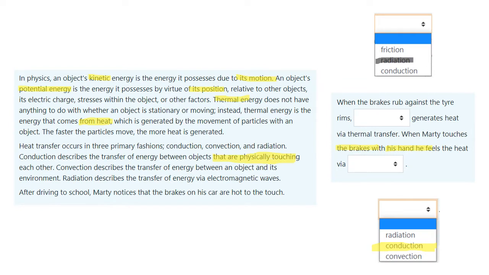Now, it's true that the brakes do touch the tire, so it could be conduction. But we see that word against. Against might mean in opposite directions. So if you rub your hands together, maybe one hand comes towards you, one hand goes away from you. Your two hands are moving against each other, and that creates friction. If you rub your hands together very quickly, you'll get heat energy. Heat is always produced when objects have friction, when the objects move against each other. So the correct answer for the first one is friction.